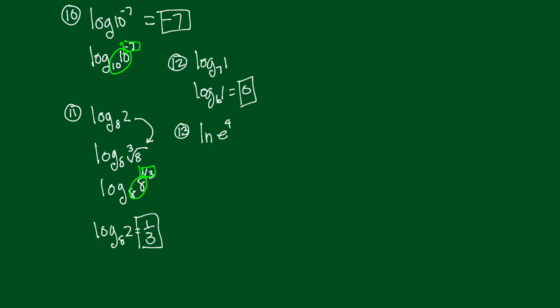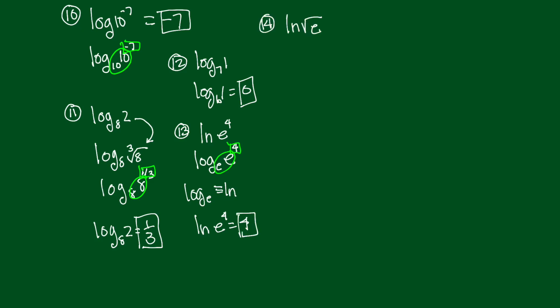I'm going to use the same idea in number 13. The natural log of e to the 4th. Well, keep in mind, the natural log is really log base e, right? Natural log, this is equivalent to ln. All right, so natural log is just log base e, and then what we have is e to the 4th. All right, now I've got the bases matching, so I just get the exponent. So the natural log of e to the 4th is 4.